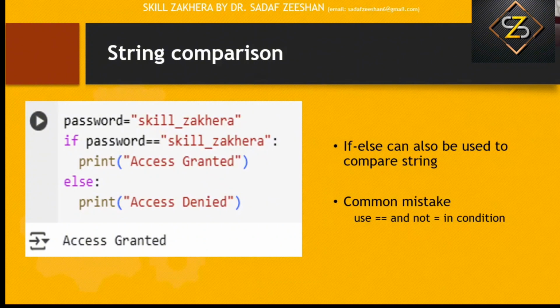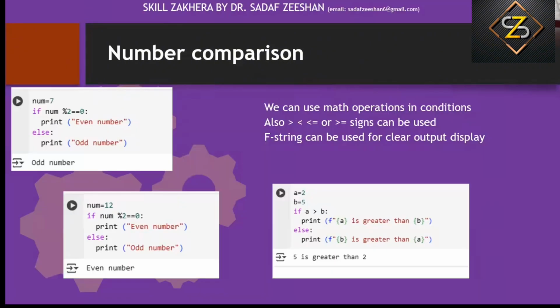Again, I can replace the first command by an input, in which the program will first ask me to enter my password. And if my password does not match the actual password, then the access will not be granted. Just like a string comparison, I can also do a number comparison.